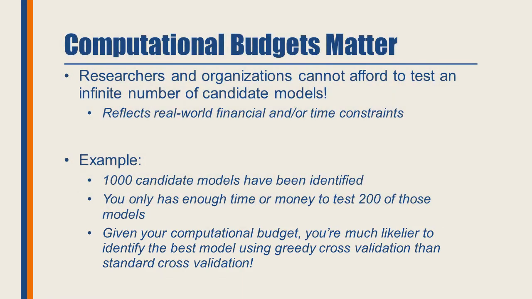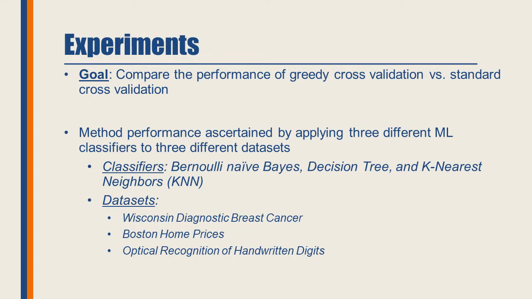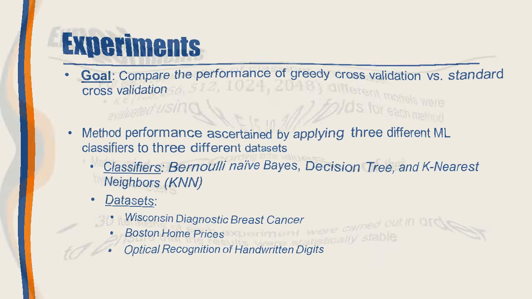than standard cross-validation. Naturally, these ideas need to be evaluated scientifically. A series of experiments was therefore conducted to evaluate how quickly the best model can be identified using greedy cross-validation as opposed to standard cross-validation. For these experiments, 3 different machine learning classifiers were applied to 3 different datasets. All of the classifier algorithms and datasets are open source and publicly available as part of the Python scikit-learn library.